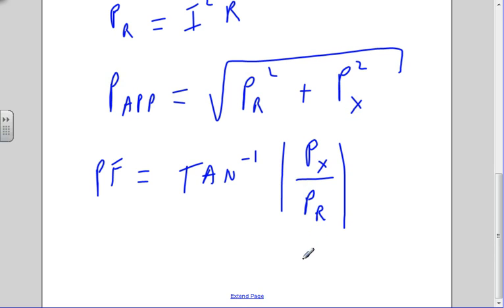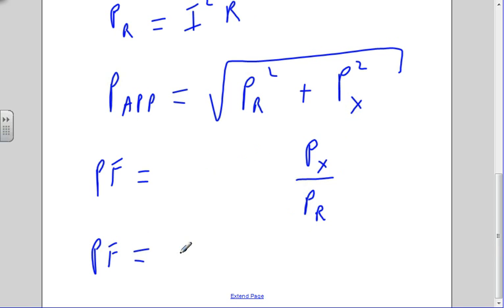No, it's not. The power factor is just the imaginary power divided by the real power, and the power factor is also equal to the cosine of theta, the phase angle.